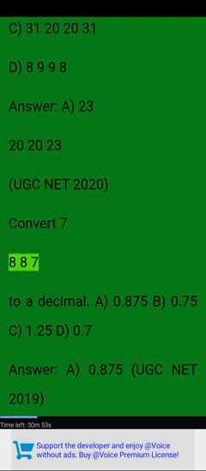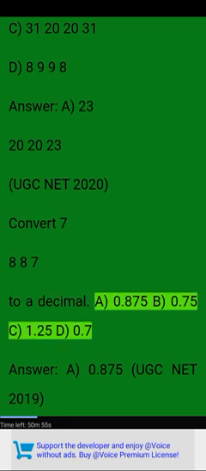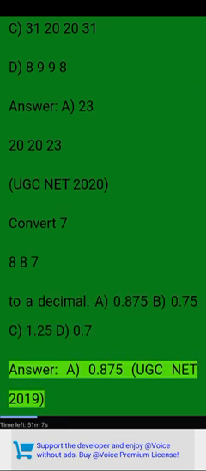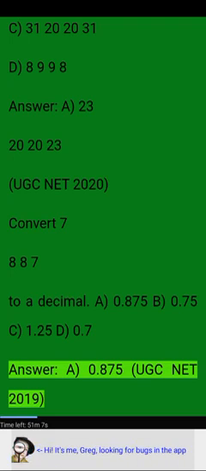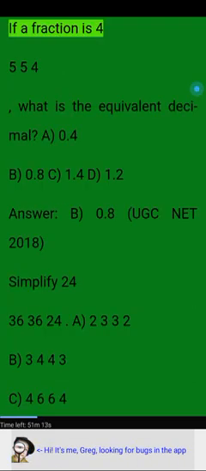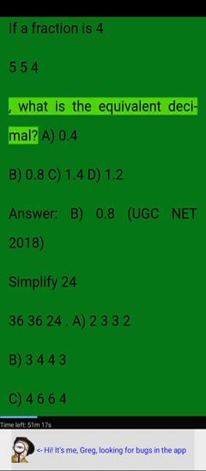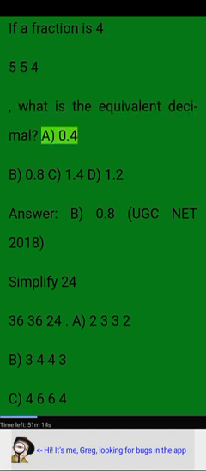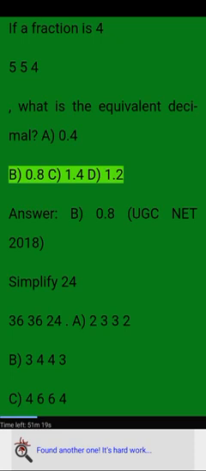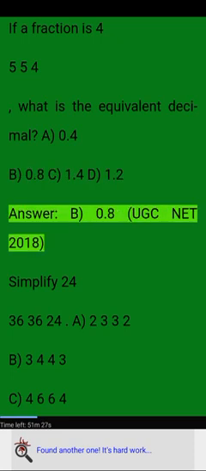Convert 7/8 to a decimal. A. 0.875, B. 0.75, C. 1.25, D. 0.7. Answer: A, 0.875. UGC NET 2019. If a fraction is 4/5, what is the equivalent decimal? A. 0.4, B. 0.8, C. 1.4, D. 1.2. Answer: B, 0.8. UGC NET 2018.